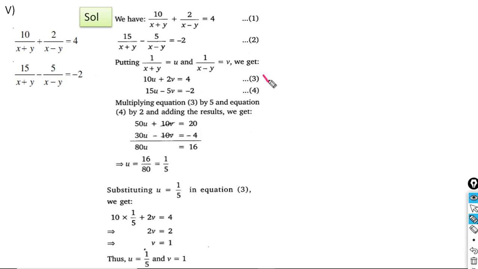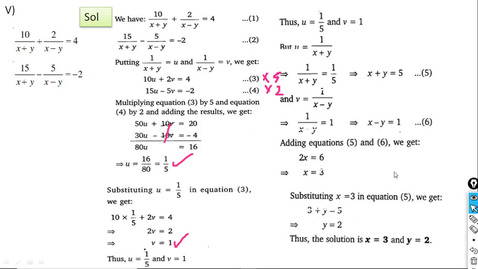And by elimination method, equation number 3 multiply with 5 and equation number 4 multiply with 2. Adding them, we get the value for u as 1 by 5. Substituting in equation number 3, value for v is equals to 1. In the next case, we have to find x and y. For that, we substitute these values in the given substitution, that is 1 upon x plus y as u. So u is 1 by 5. So you get the value of x plus y is equals to 5.